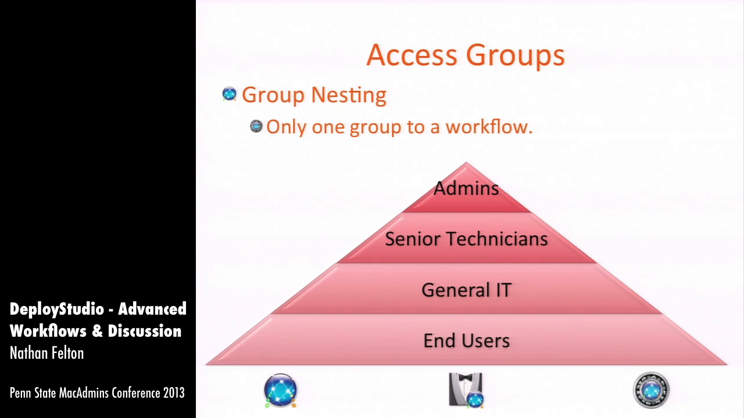So what I typically do is create my admin group, and I'll create all 4 groups. The admins group will be by itself. Senior technicians, however, will be rolled and nested into admins, and so on and so forth. End users, general IT, and senior technicians will all be rolled into admins. General IT and end users will be rolled into senior technicians, and it'll go from there. That's how you have to do nesting, because you can only assign one group to a workflow. Kind of make sense? Any blank stares?